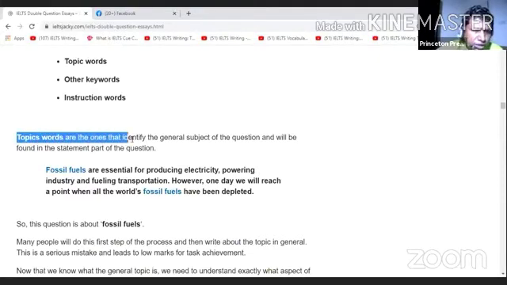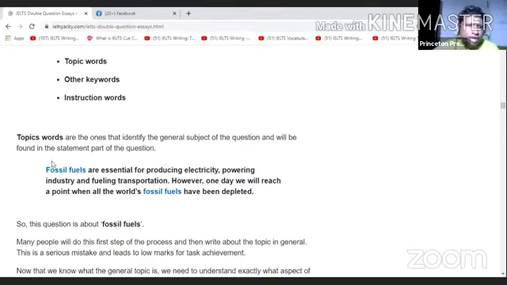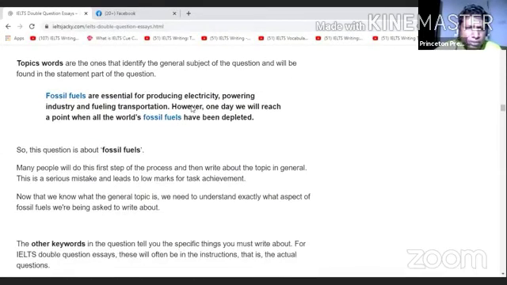Topic words are the ones that identify the general subject of the question and will be found in the statement part of the question. Right here, this is the statement. What are they basically talking about? Fossil fuel. This is the most important thing. They're not talking about other stuff, not electricity, not industry, not transportation, but rather fossil fuel.